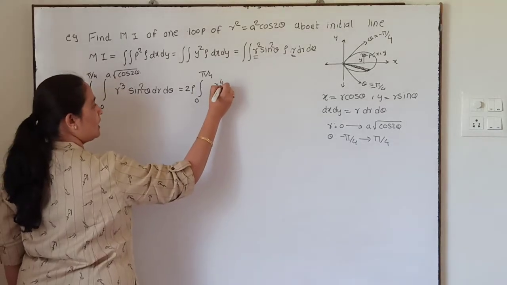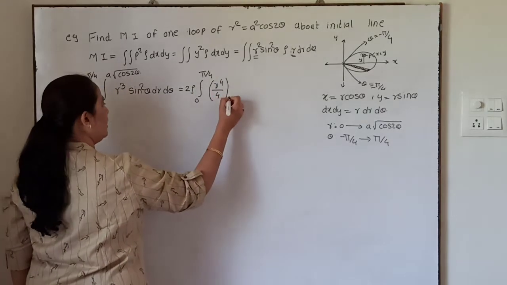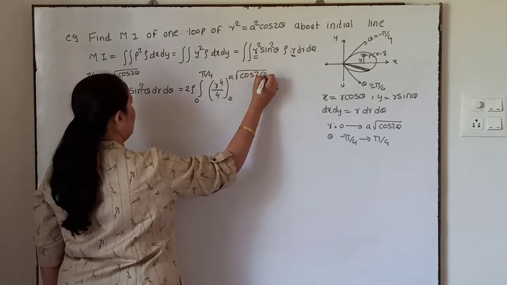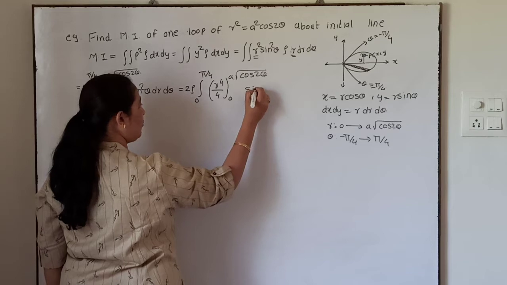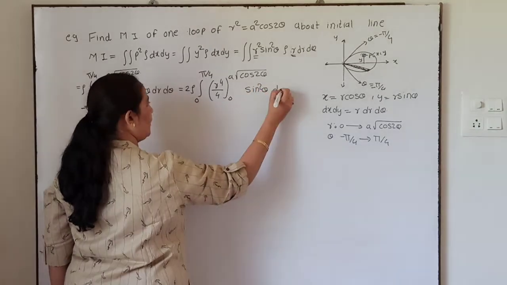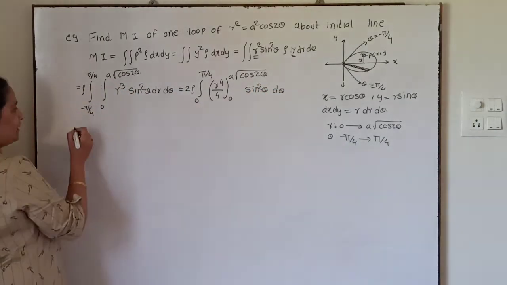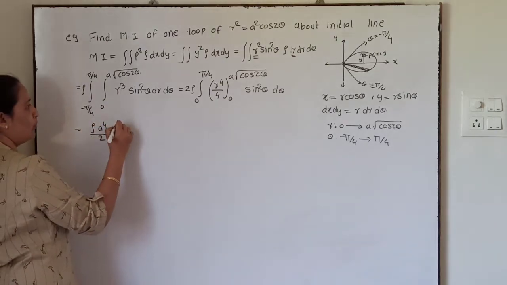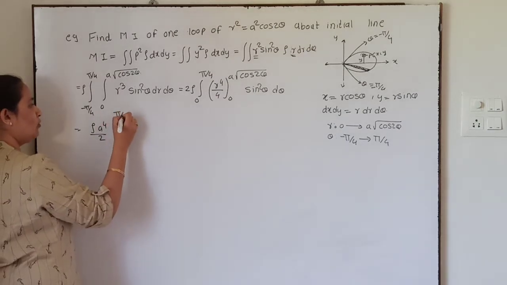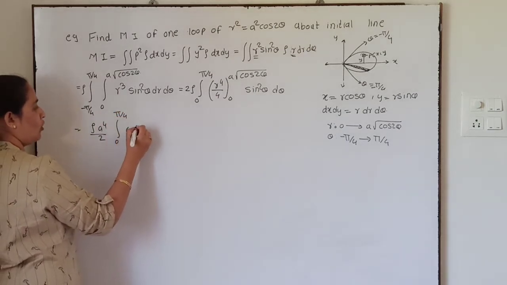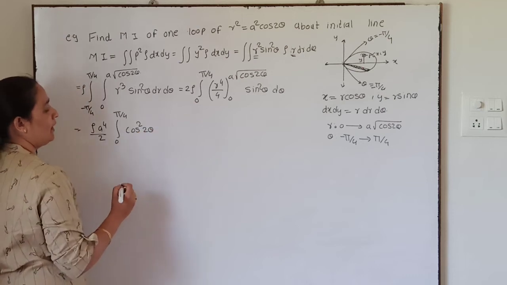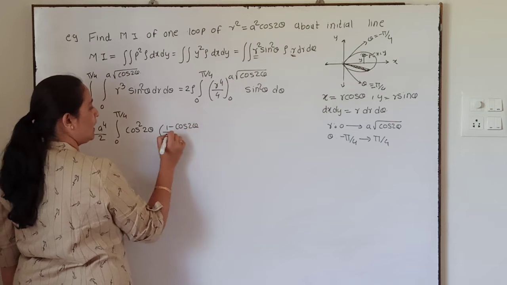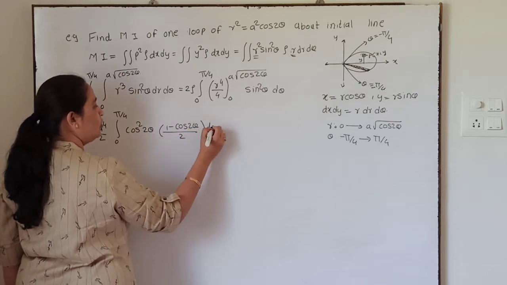Integral of r cube is r raised to 4 upon 4, limits from 0 to a under root of cos 2 theta, into sin square theta d theta. If you apply limits and take the constant outside, you will get rho a raised to 4 upon 2 integration from 0 to pi by 4 cos square 2 theta into sin square theta. I can write this as 1 minus cos 2 theta upon 2 into d theta.